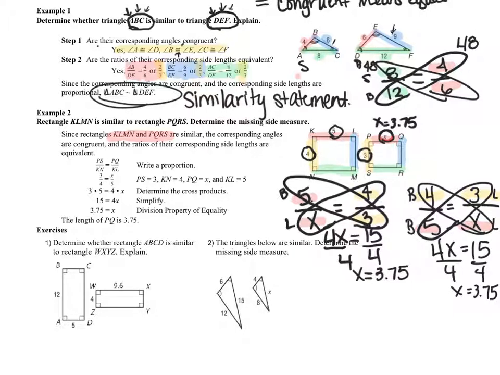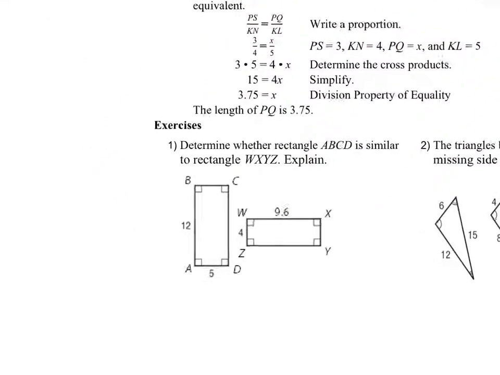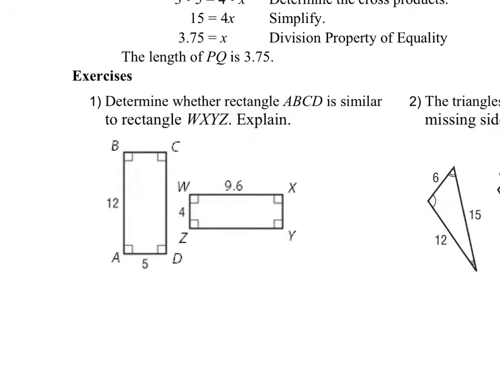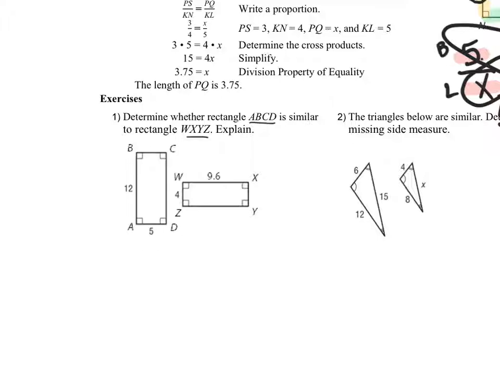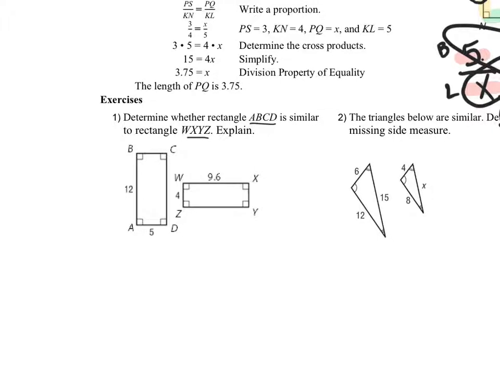Okay. So I want you to try number one on the exercise. It just says determine whether the rectangle ABCD is similar. So we're deciding if they're similar. So similar is what we did on the very first example. We just set it, colored it, and then set it equal to each other and cross multiplied. And if it's equal, then it's proportional. If it's not equal, then it's not proportional. But you have to make sure the sides are matching up. So I want you to try that one, and then we'll go over it here in just a minute.